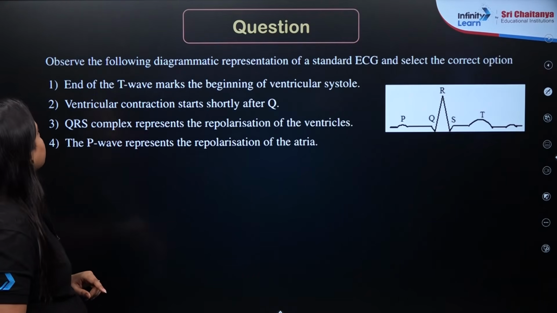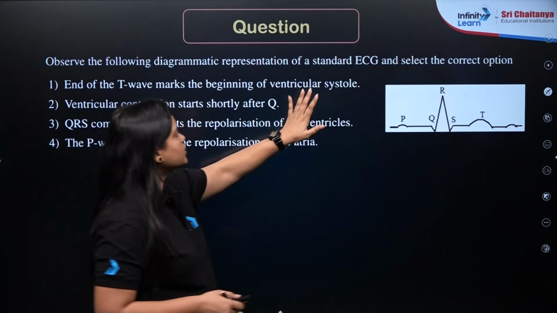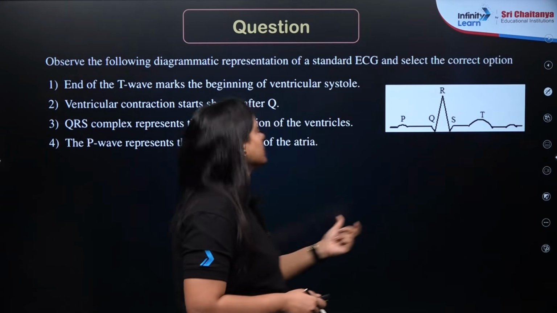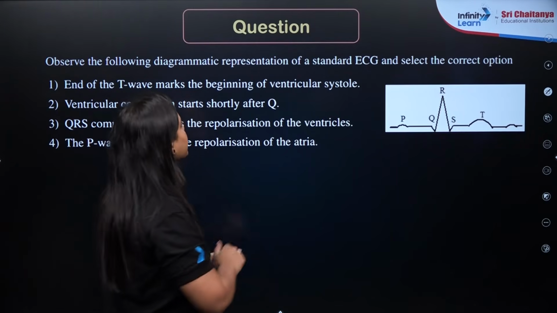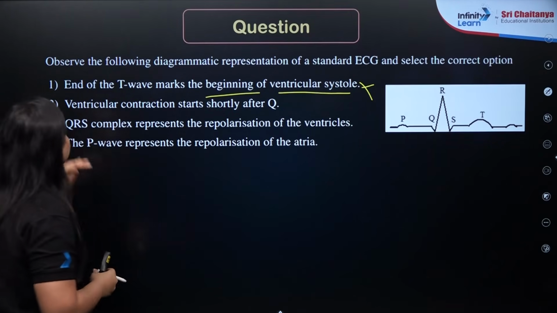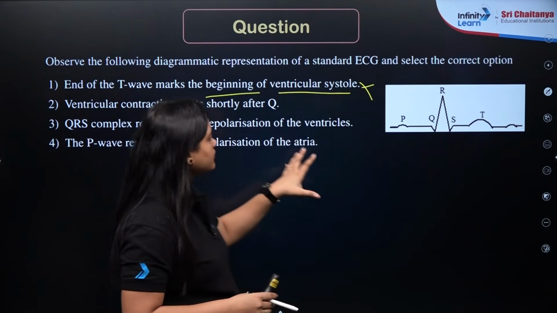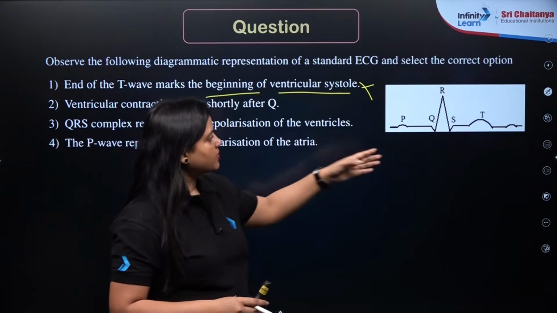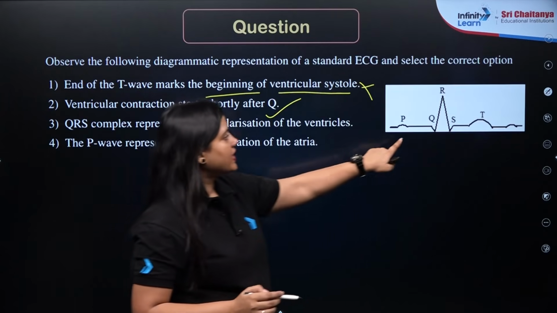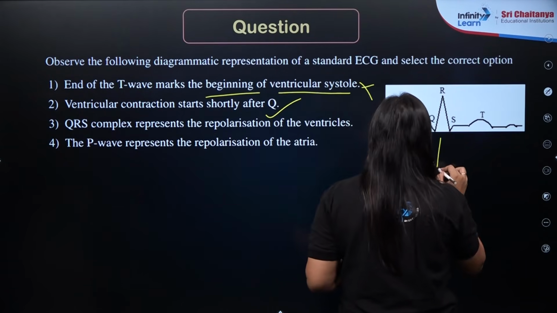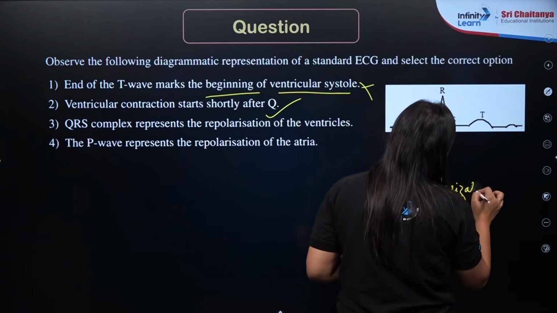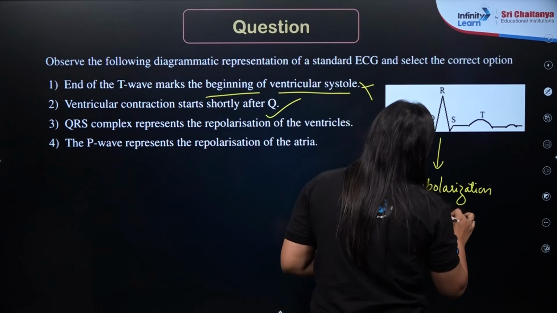Right? Next, observe the following diagrammatic representation of a standard ECG and select the correct option. So we have the P wave, QRS complex and T wave. The end of the T wave marks the beginning of ventricular systole? No, it marks the end of systole. Line from NCERT: ventricular contraction starts shortly after Q. So we want the correct option, so that is true. QRS complex represents the repolarization of ventricles? No. QRS complex represents the depolarization of ventricles.